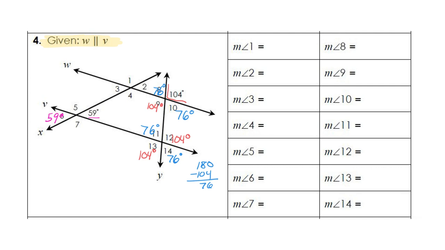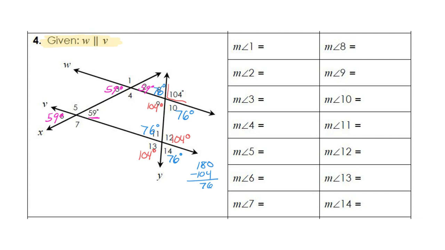Well, 3 is an alternate interior angle to that 59, so it is also 59 degrees. 2 is an alternate exterior angle from 6. 2 is also a vertical angle from 3, so it is also 59 degrees.